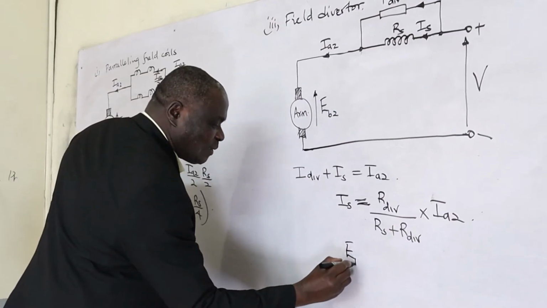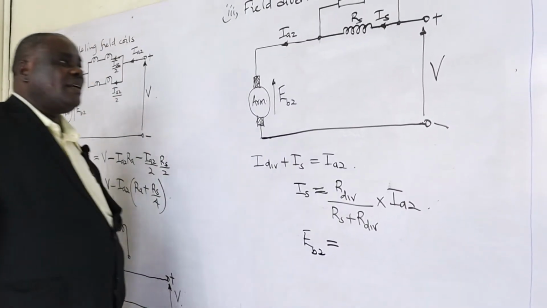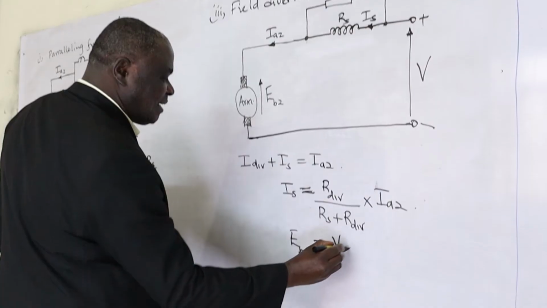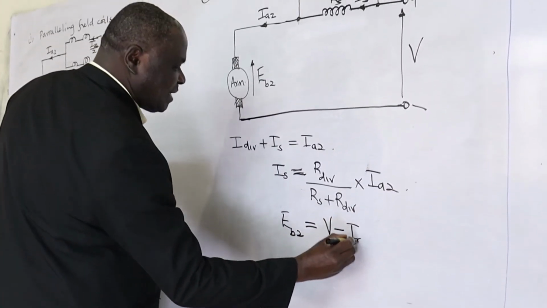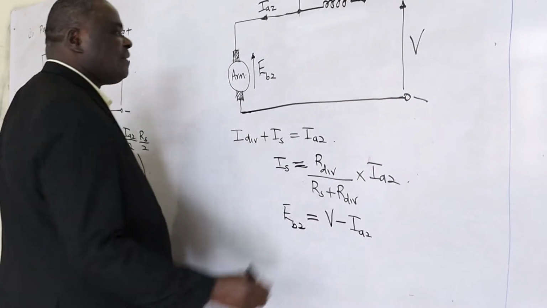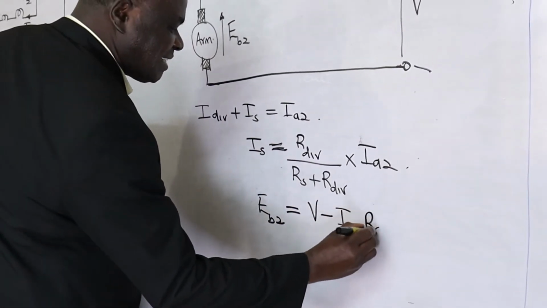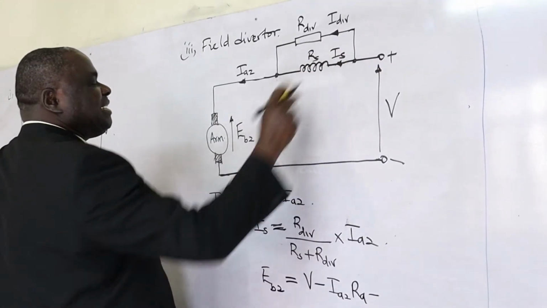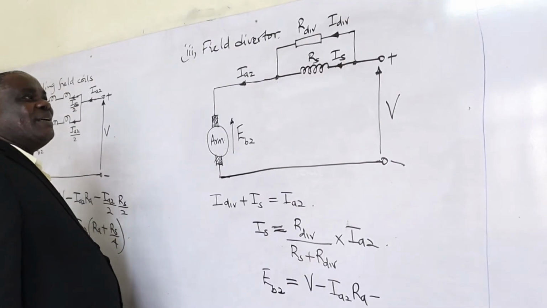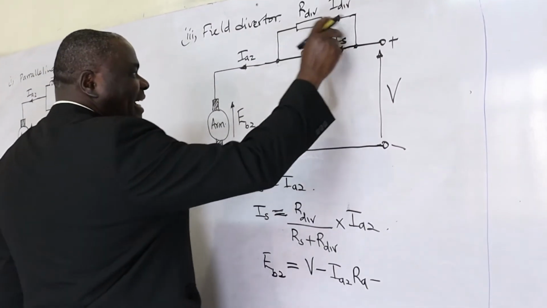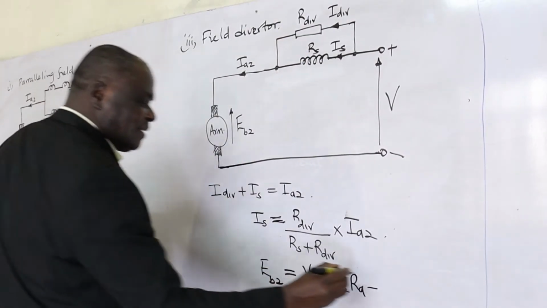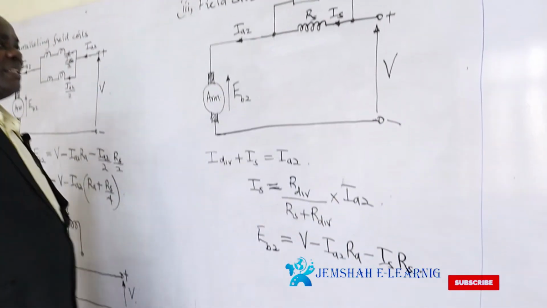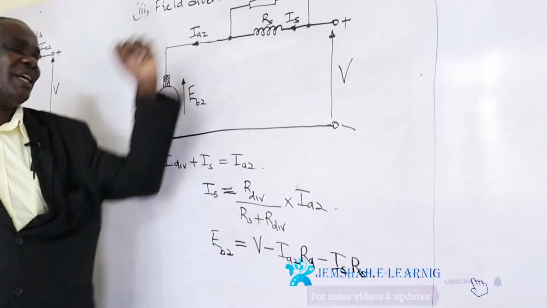EB2 will be equal to the input voltage minus the drop across the armature, which will be IA2 multiplying the armature resistance, minus the drop across that series coil, which will be given by IS multiplying RS. That will be the drop across these two parallel groups.